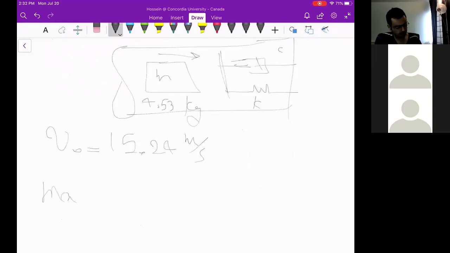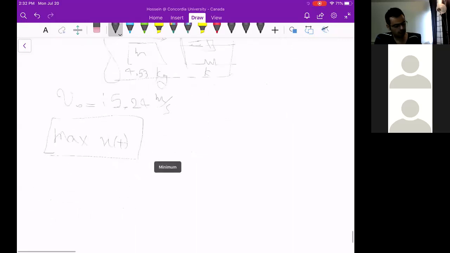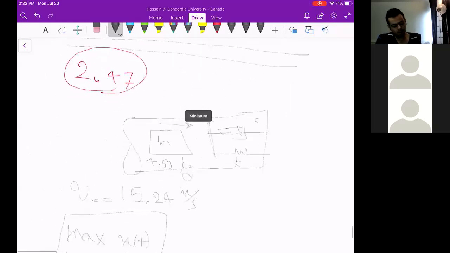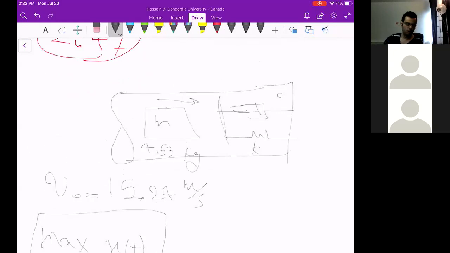So maximum displacement after engaging the spring damper system. How many seconds does it take, and after how many seconds will we reach X max? So just let me know, is this problem a forced vibration or a free vibration, and give me your reason.